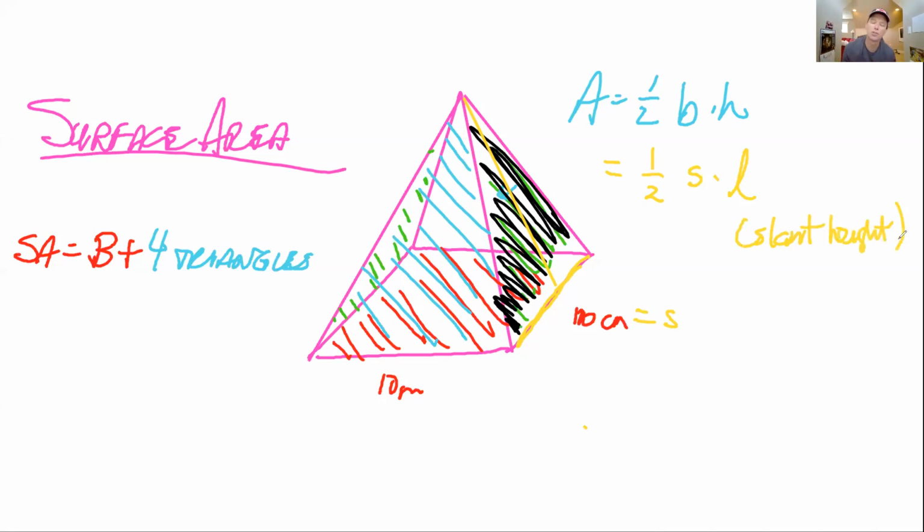And listen, guys, I know this is super hard to learn by watching the video, and I'm sorry about that, but we'll do the best we can. So this black triangle has an area of 1/2 this base times this slant height. And the thing is, all 4 of these triangles are the same. So this new surface area is going to look like base plus 4 times 1/2 SL. L is the slant height. But guess what?